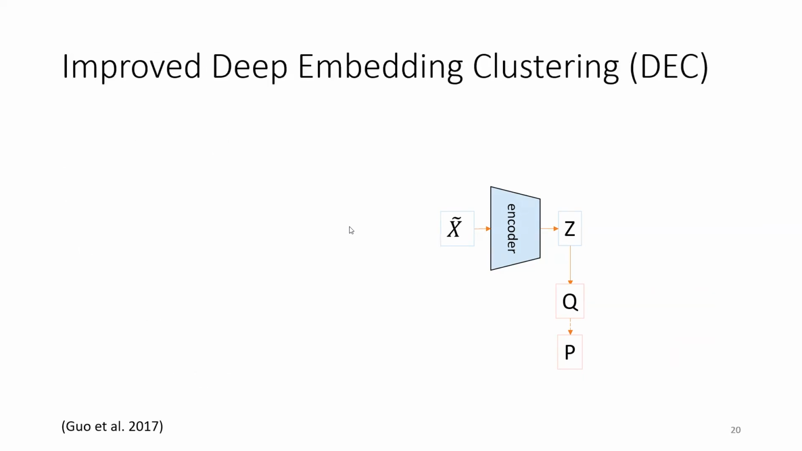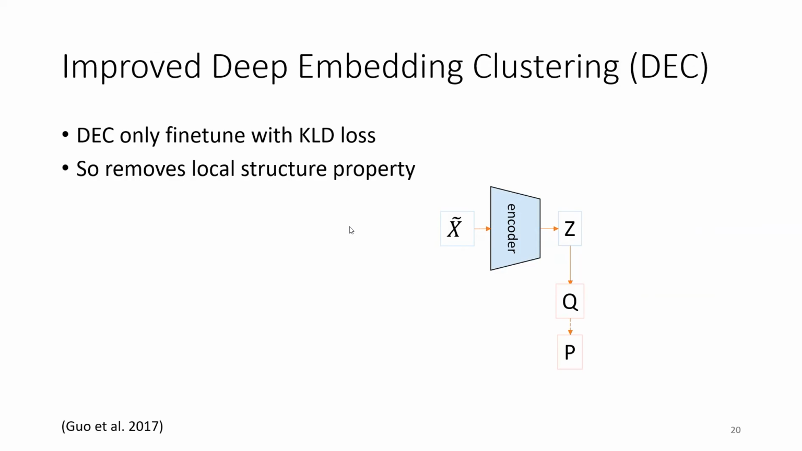But there is a problem. In fine-tuning with only KLD loss, it has removed local structure property. Basically it means the representation quality has become poor and we can no longer reconstruct the original features.